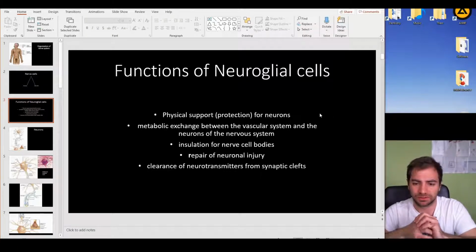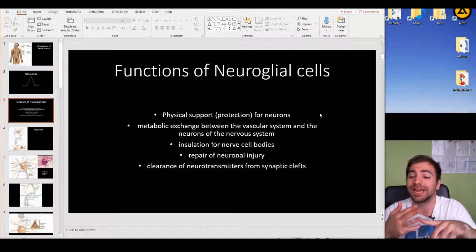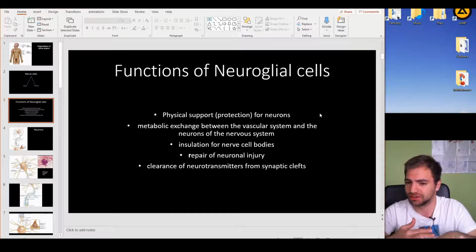Of course, these cells also are responsible for the insulation of the nerve cell bodies. This is a bit of a special term. Why? Because insulation doesn't necessarily refer only to thermal, but it also goes to mechanical, thermal, and electrical isolation of the nerve cells and protection of the nerve cells.